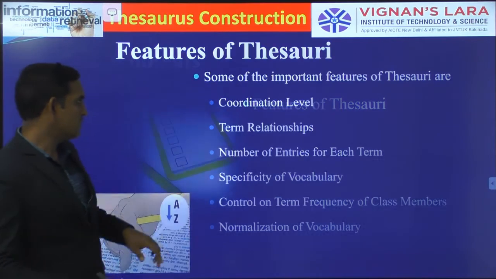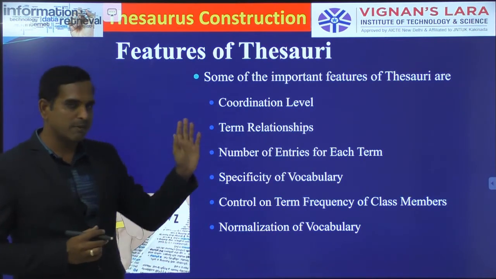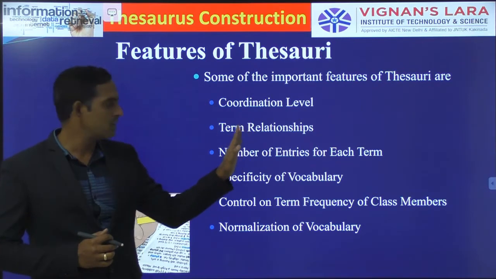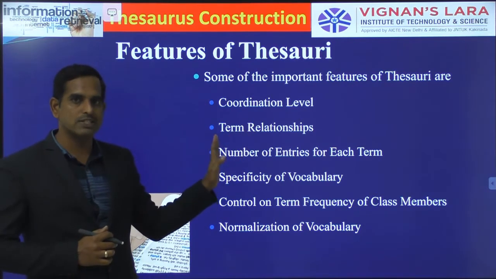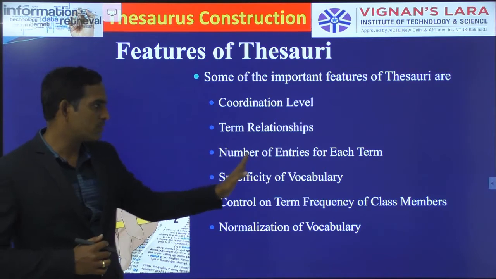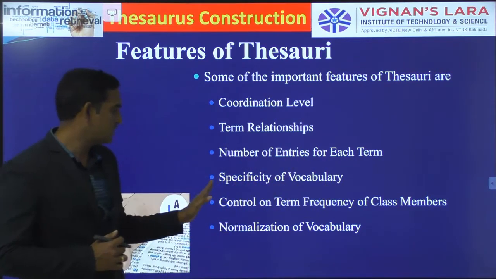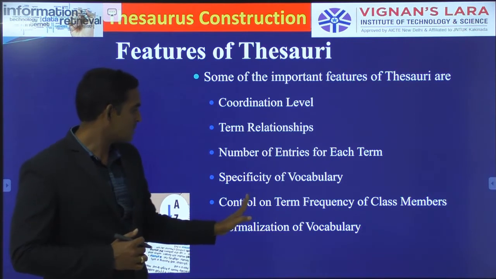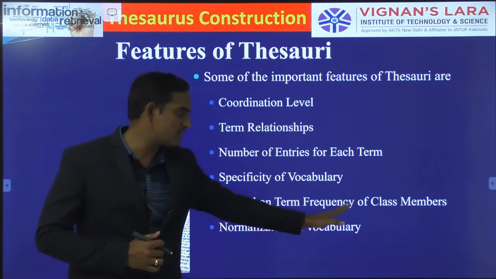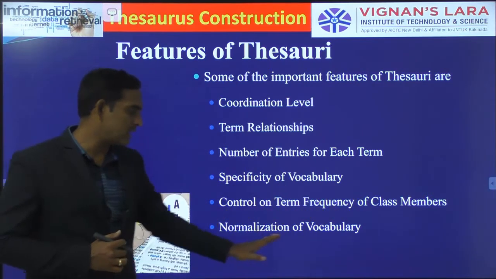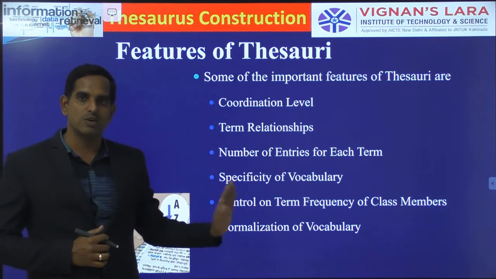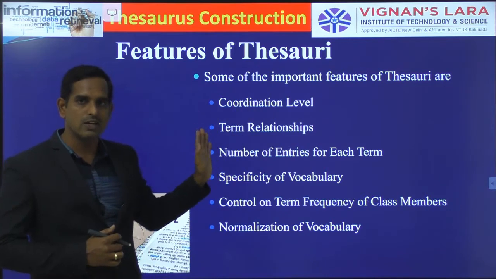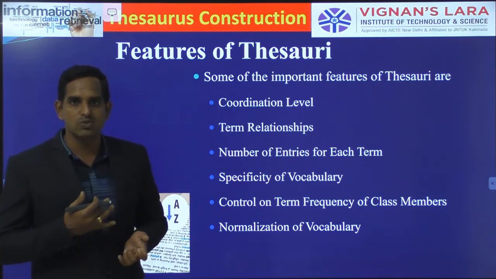So, going into the depth, some of the important features of your thesaurus are: first, the coordination level; second, the term relationships between the terms, the number of entries for each term; third, the specificity of your vocabulary; fourth, control on the term frequency of class members; and at last, the normalization of your vocabulary. So these are the various features of your thesaurus. We will be looking at these features one by one.